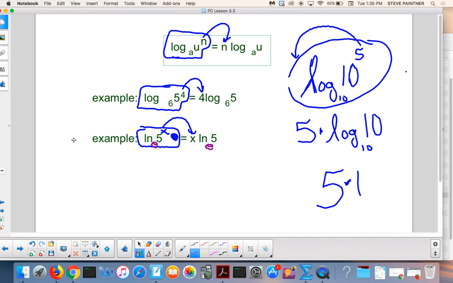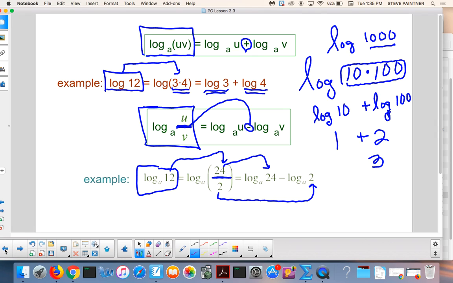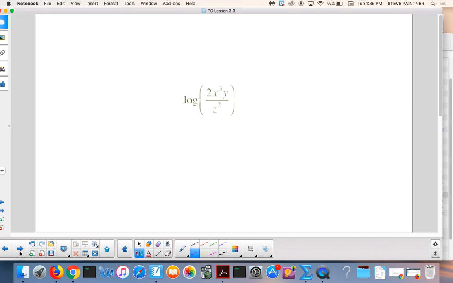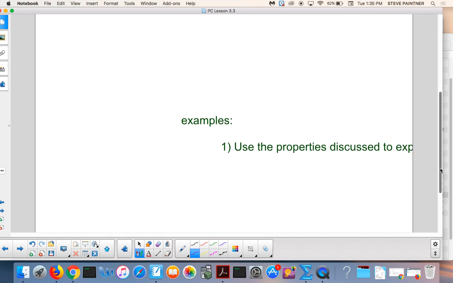How many properties are there? 3 new properties. They are right here. These 2 and this one. Okay? Now your job is to take that problem, and my instructions are all messed up here. I think my instructions are way down here. Yep.